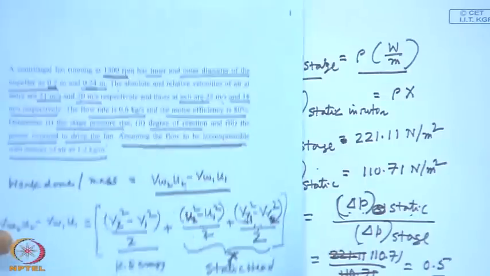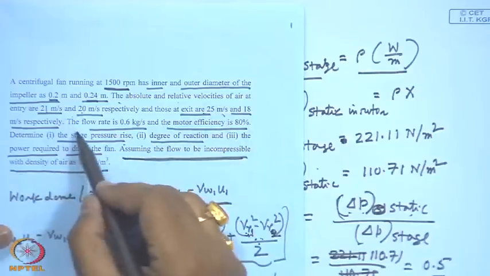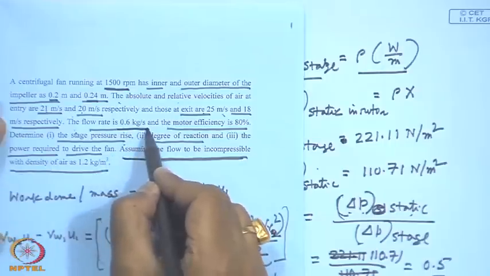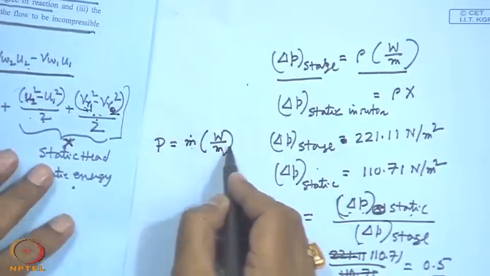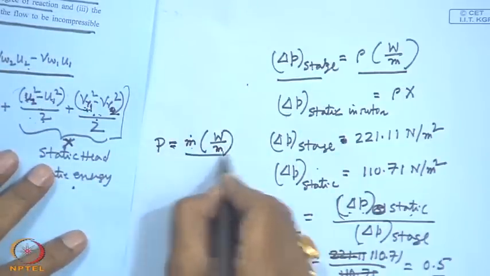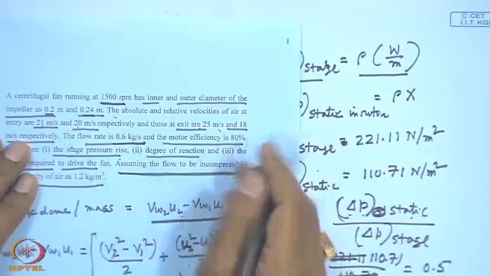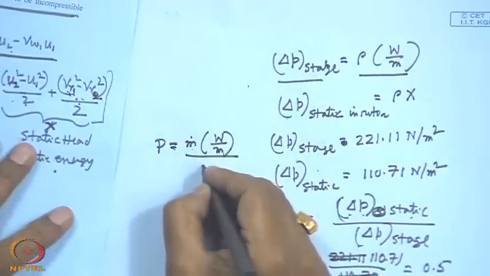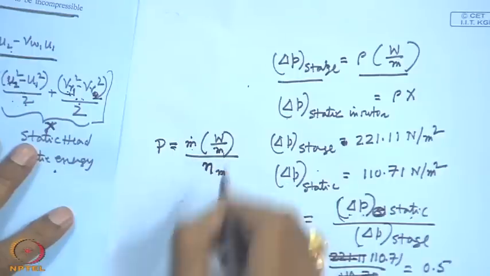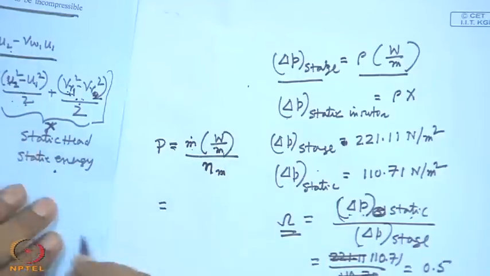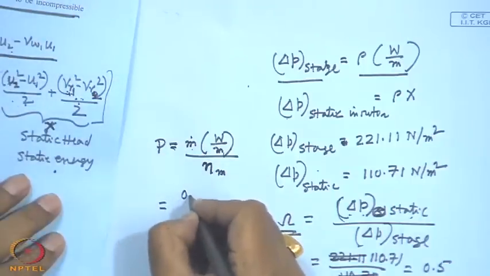And you can find out the mass flow rate. What is the mass flow rate? The flow rate is 0.6 kg per second. So, 0.6 kg per second, mass flow rate times W by M, divided by the mechanical efficiency. Probably there is a motor efficiency of 80%. That means you write the motor efficiency in the denominator. The mass flow rate is given in this problem as 0.6 kg per second.